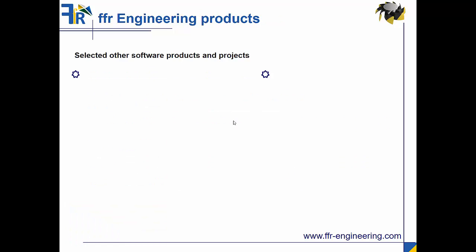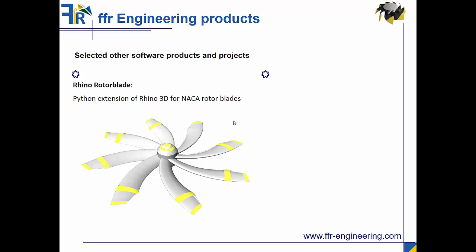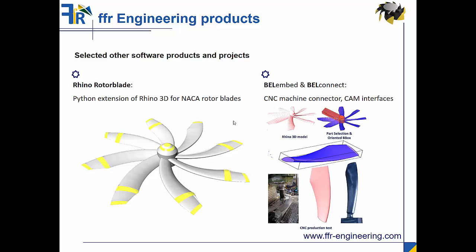There's a second thing, which is some other products we develop. First of all, Rhino Rotor Blade. This is a plugin for the software Rhino. So Rhino is a CAD system, and I wrote there a small Python-based plugin which allows you to script the generation of rotors. So what you see down here is actually really a script of a rotor generated by one of the scripts. And the other issue is cooperation with our partner Bell in Bulgaria for CNC machines, so software and also software bridges and interfaces for production machines like CNC, but also for example laser.